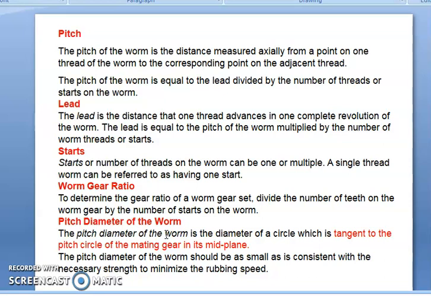Now the pitch diameter of the worm. Here the pitch diameter of the worm is the diameter of the circle which is tangent to the pitch circle of the mating gear at its midpoint. So the pitch diameter of the worm should be as small as is consistent with the necessary strength to minimize the rubbing speed.